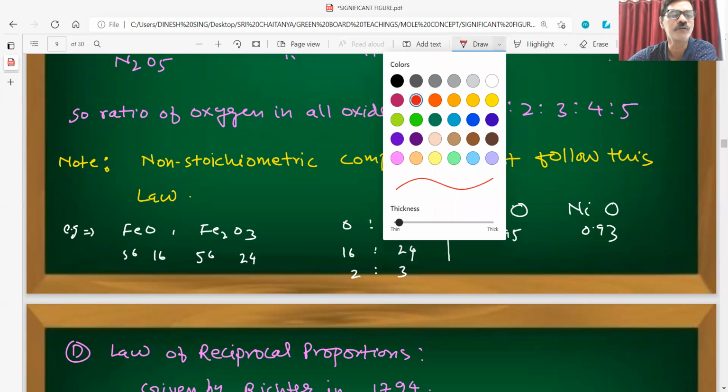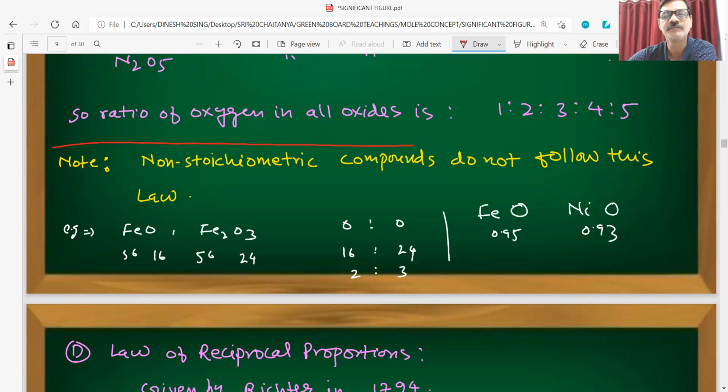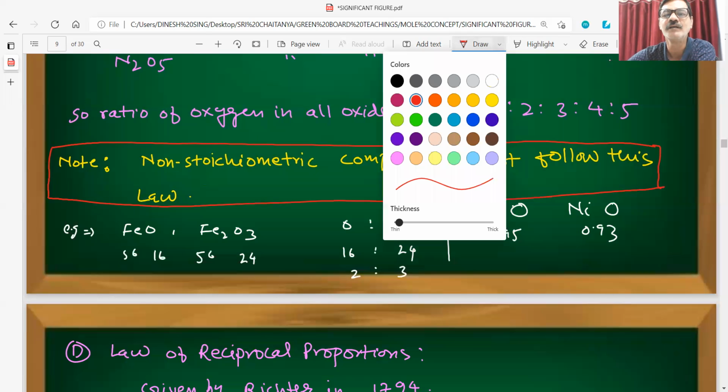Everybody has to note this point. So definitely in the problems, you can give a statement type of question and can ask which law will not be applicable for this type of compounds. I think everybody understood this thing.